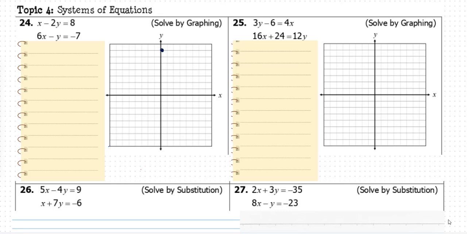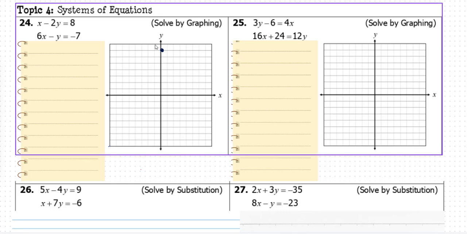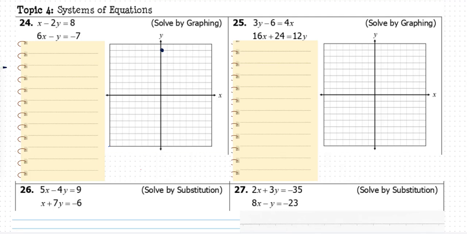So this topic was about systems of equations. And remember, we're talking about systems of equations, not inequalities. That means that they are going to be lines, but there is not going to be any shading. And so when we do this, we need to take one line at a time.